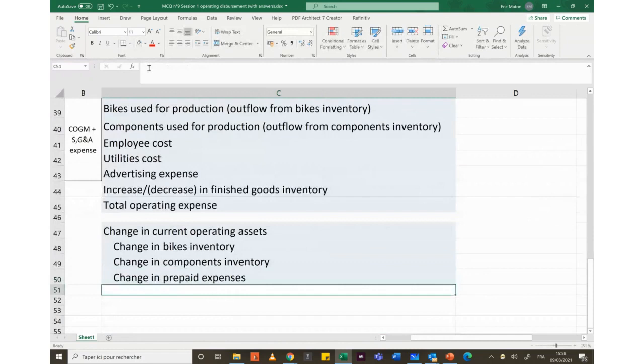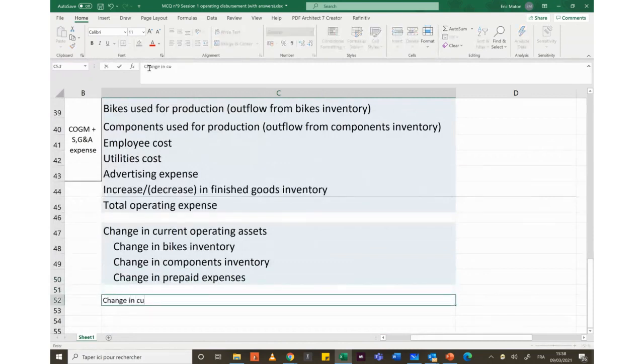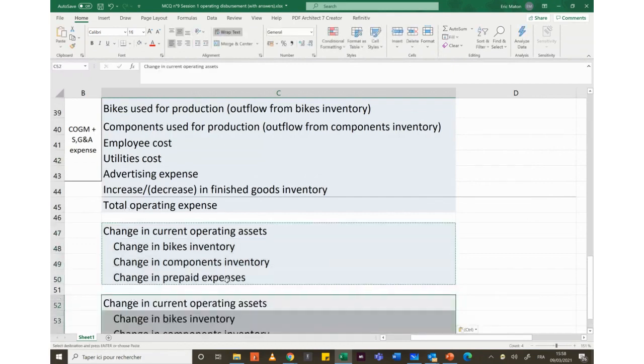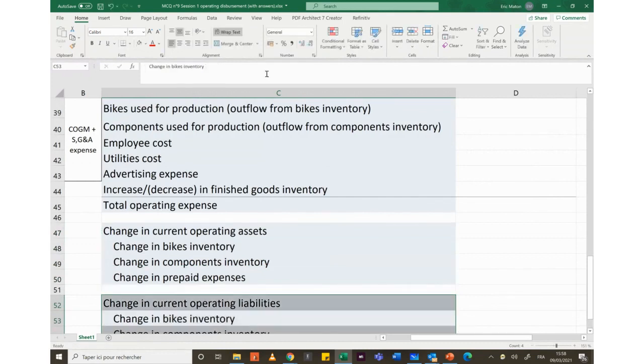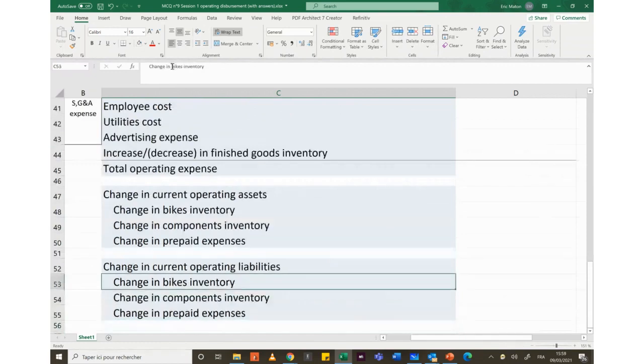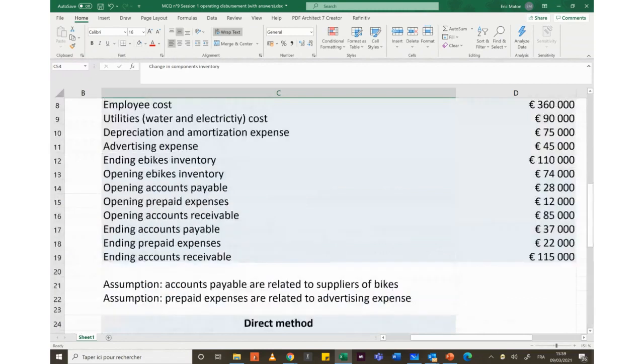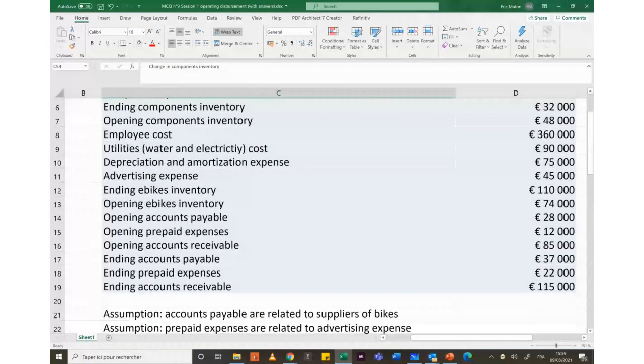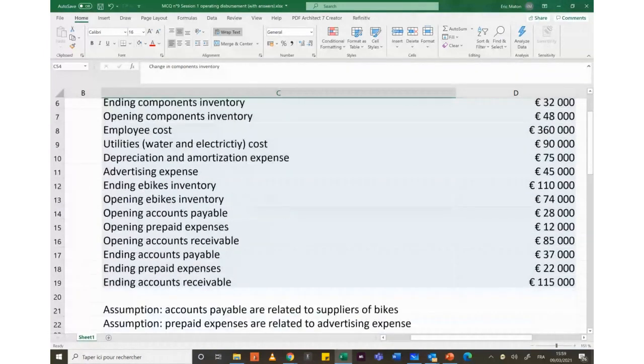In the change in current, I will take the previous one. In the change in current operating liabilities, I have the change in accounts payable. I have other change in prepaid expenses. No, it's enough. I don't have accrued expenses here. Okay. So just one.